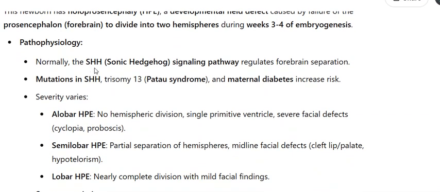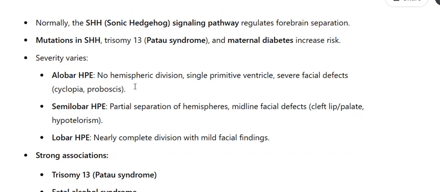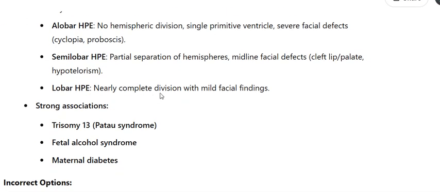Severity varies. Alobar HPE: no hemispheric division, single primitive ventricle, severe facial defects, cyclopia, proboscis. Semilobar HPE: partial separation of hemispheres, midline facial defects, cleft lip and palate, hypotelorism. Lobar HPE: nearly complete division with mild facial findings. Strong associations: trisomy 13, Patau syndrome, fetal alcohol syndrome, maternal diabetes.